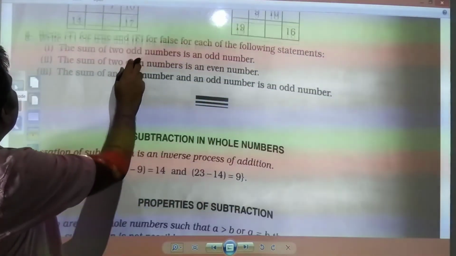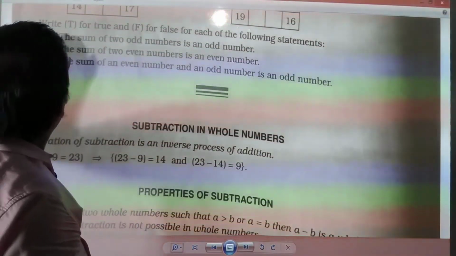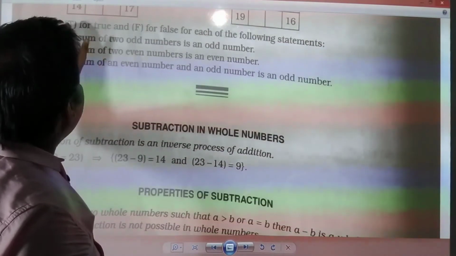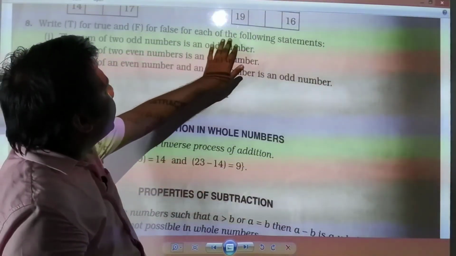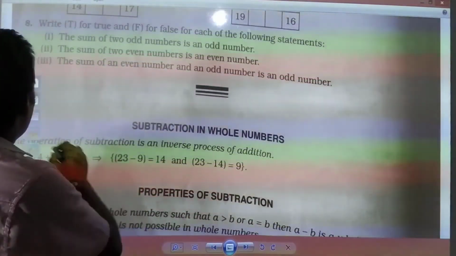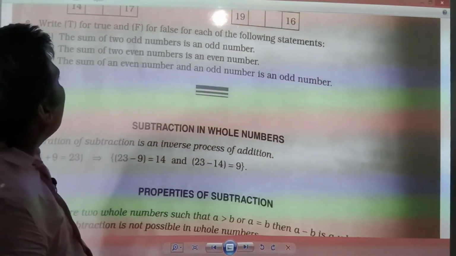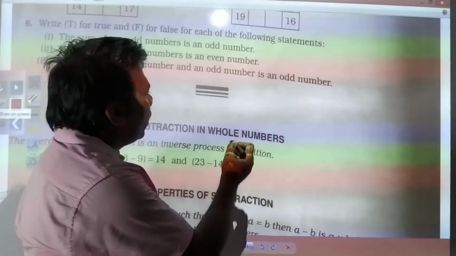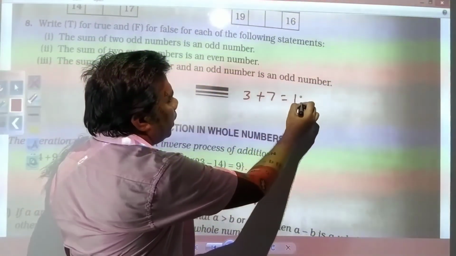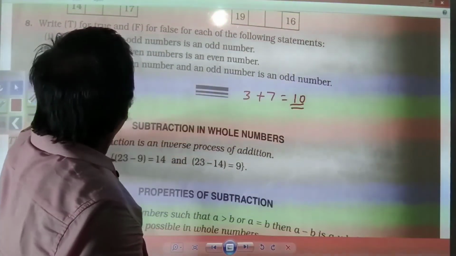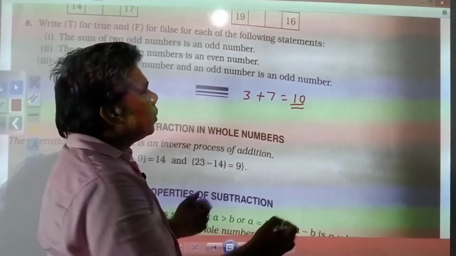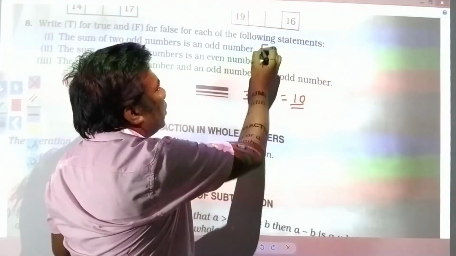Then you have question number 8. Write T for true and F for false for each of the following statements. The sum of two odd numbers is an odd number. Here you see the sum of two odd numbers. Any two odd numbers you write, 3 plus 7. What are you getting? 10. Is it true that the sum of two odd numbers is an odd number? This is not true. This is false.